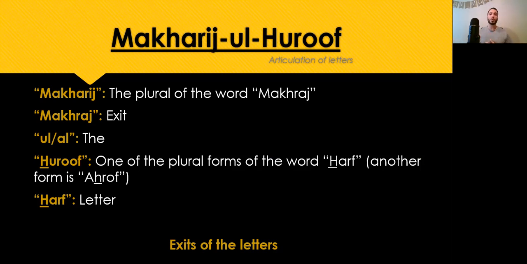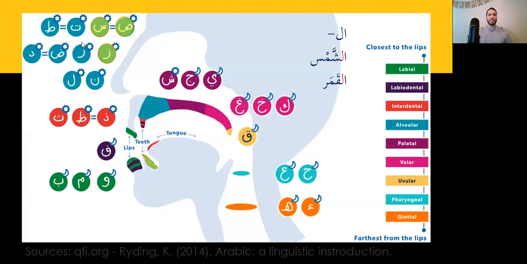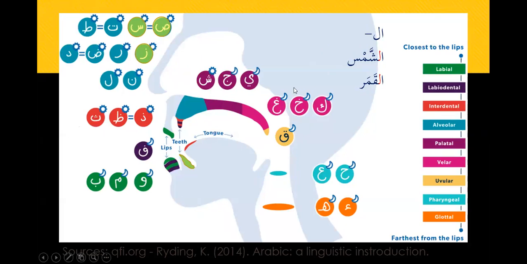This is very important because if we are pronouncing a letter and it's exiting from a wrong spot, we're definitely gonna miss that letter. So this is the most important in the pronunciation and reading of the Quran. We're gonna look at some of these letters.